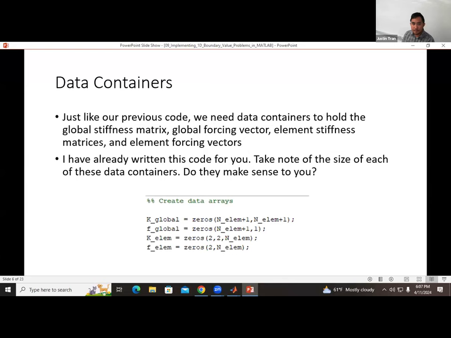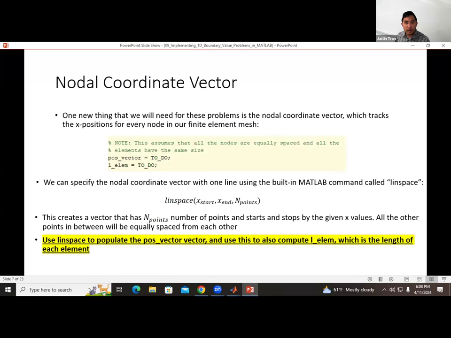Okay. Next, we have data containers. We need data containers for all of our matrices and vectors. You can see here that we have data containers for the global stiffness matrix and the global forcing vector, okay? And we also have data containers for the element stiffness matrices. You can see our element stiffness matrices here are 2 by 2, okay? And then something that's new that we didn't have before is we need to compute element forcing vectors, right? So you can see that we've created a data container for this one as well. Basically the exact same structure that we had from before, except of course the sizes are adjusted for this type of problem. And we have the element forcing vector as well.